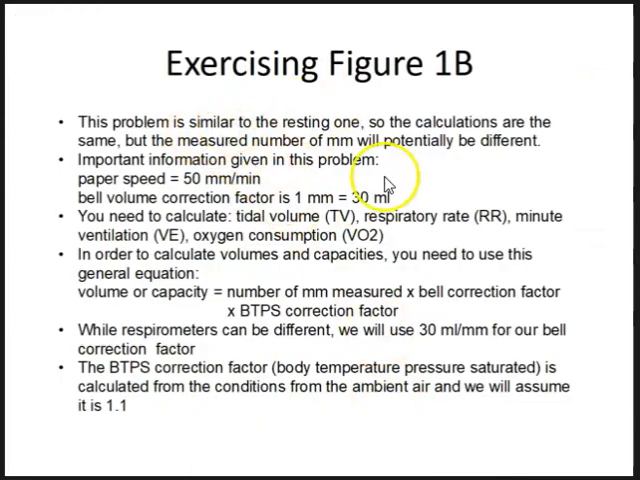So, and again, it actually explains to you step by step what you need to do. So, here are our correction factors that we need to take into consideration. We have our paper speed. So again, you will be asked to first get the tidal volume, then get the respiratory rate, and these two factors we multiply together to get the minute ventilation, and then going back to the tracing we can then determine oxygen consumption. Okay?